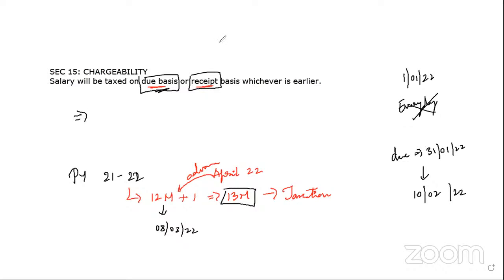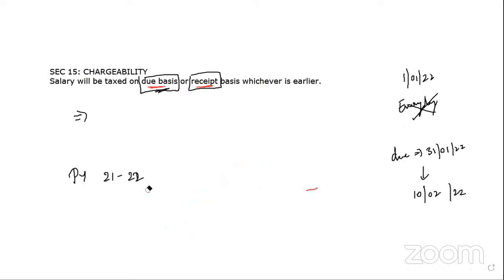For PY 21-22, I received salary for only 10 months. My employer paid a salary of only 10 months, that is from April 2021 to January 2022. I've received only 10 months' salary.